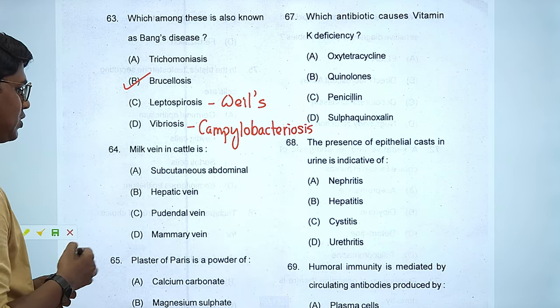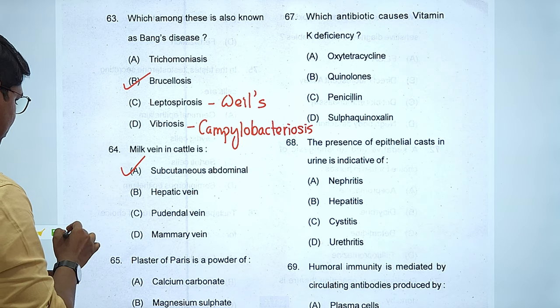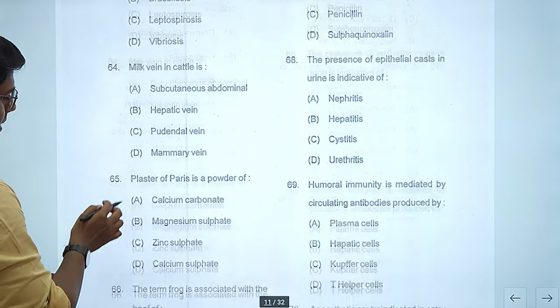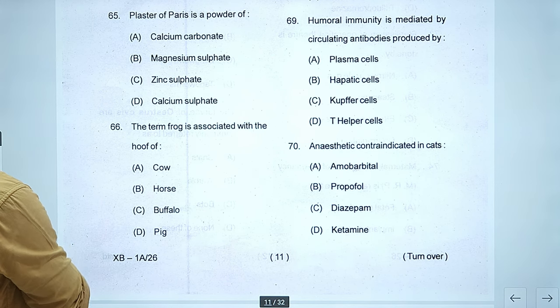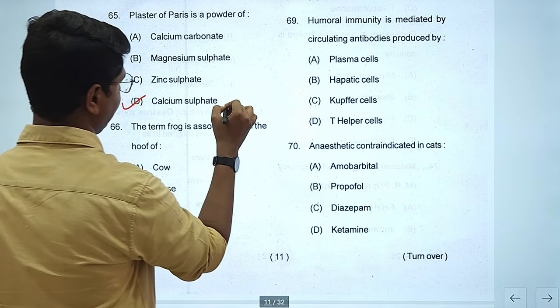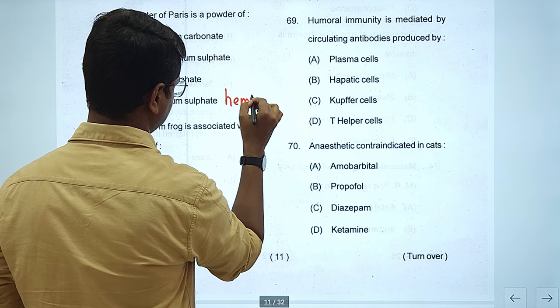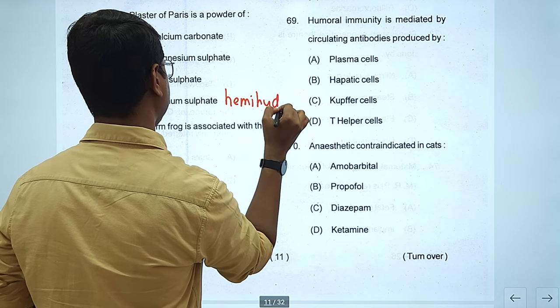Milk vein in cattle: the subcutaneous abdominal vein is also known as milk vein. Plaster of Paris is powder of calcium sulfate hemihydrate.